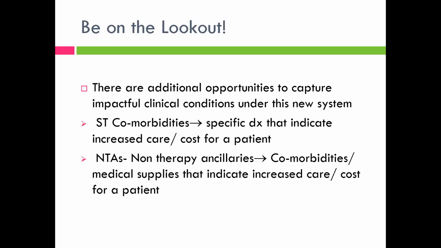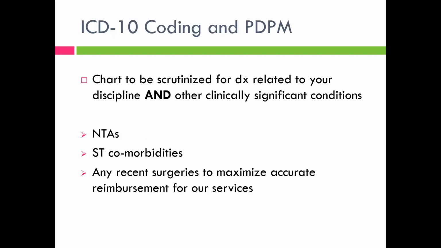When completing your chart review, be on the lookout for additional opportunities to capture impactful clinical conditions under the new system. When considering factors like speech comorbidities and non-therapy ancillaries, scan for specific diagnoses that indicate increased care and cost for the patient. The chart should be scrutinized for diagnoses that are related to your discipline, as well as any other clinically significant conditions that may pertain to non-therapy ancillaries, speech comorbidities, and any recent surgeries in order to maximize accurate reimbursement.